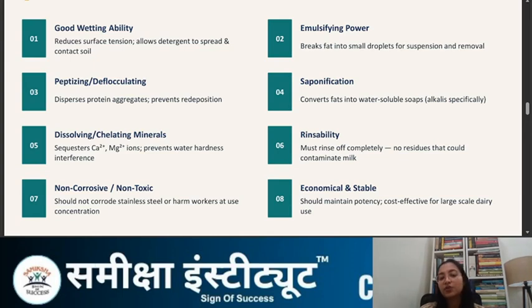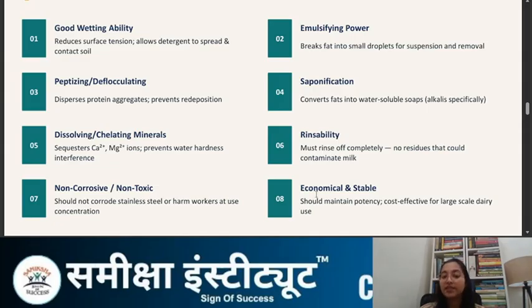Then next, it should also be able to rinse. It should rinse off completely. It should not leave a residue. It should not have adverse effects on the equipment. It should not be toxic or corrosive. It should not corrode the stainless steel or harm the workers at use concentration. It should not be harmful. It should not be toxic.